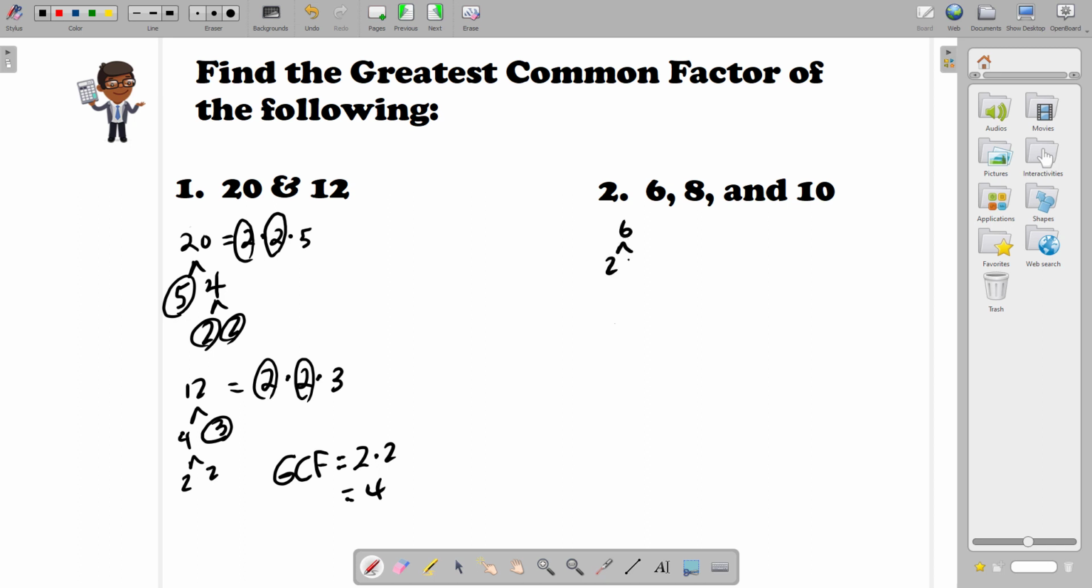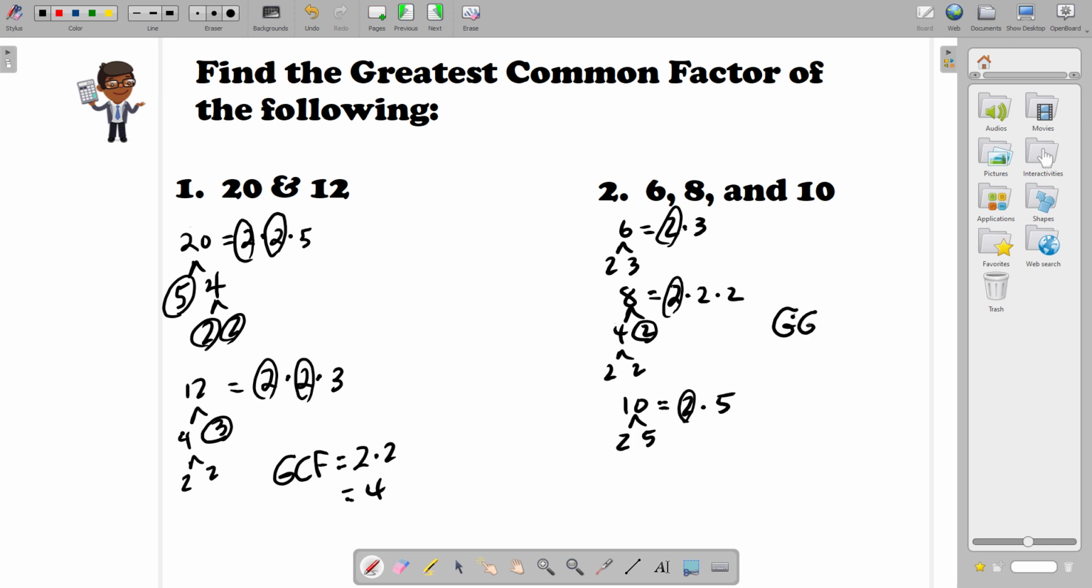Let's look at the greatest common factor for 6, 8, and 10. 6 is 2 times 3. Those are both prime, so we don't go any further. 8 is 4 times 2. 2 is prime. 4 is 2 times 2. So 8 is really 2 times 2 times 2. 10 is 2 times 5. So the factor that's in all three of these numbers is 2. There aren't any other factors that are in all three numbers. So in this case, our greatest common factor is 2.